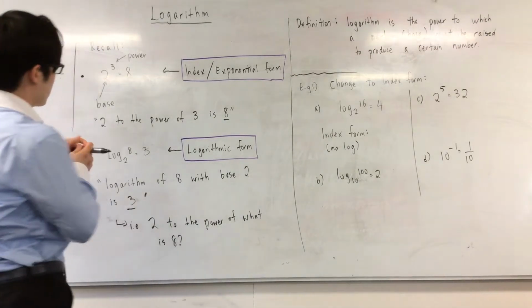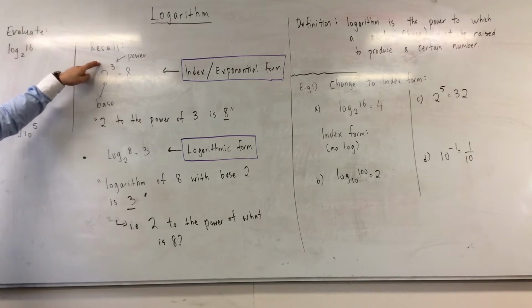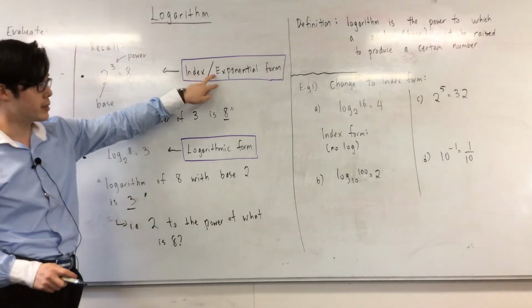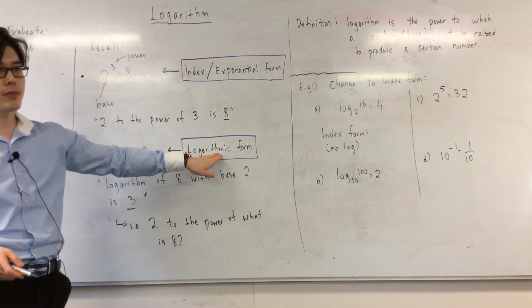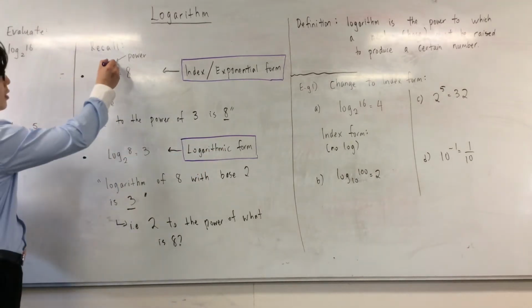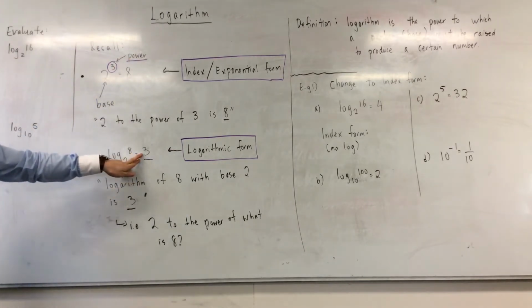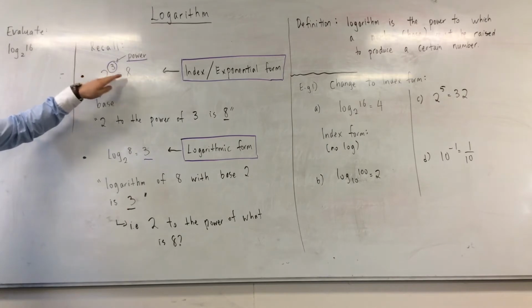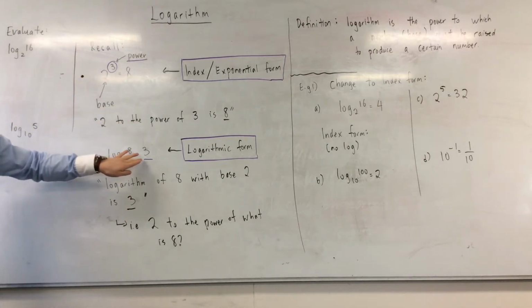So, girls, when you have a base or a number raised to a power, that's called index form or exponential form. The opposite of exponential form is called logarithmic form. When you switch to logarithmic form, you're making the power the subject. So 2 to the power of 3 gives you the value, whereas if you switch to logarithmic form, you're making the power the subject.